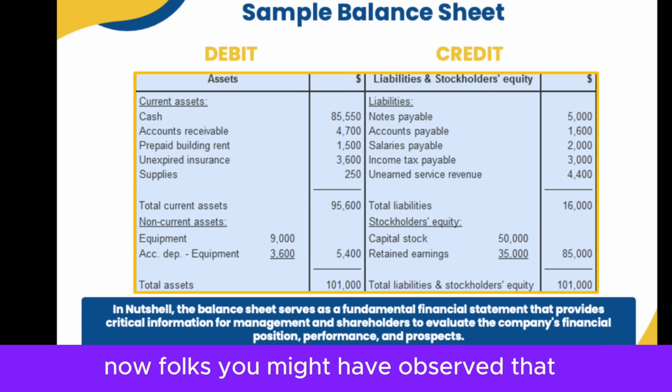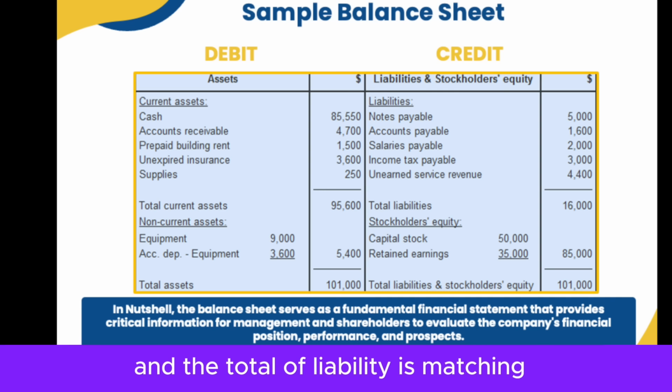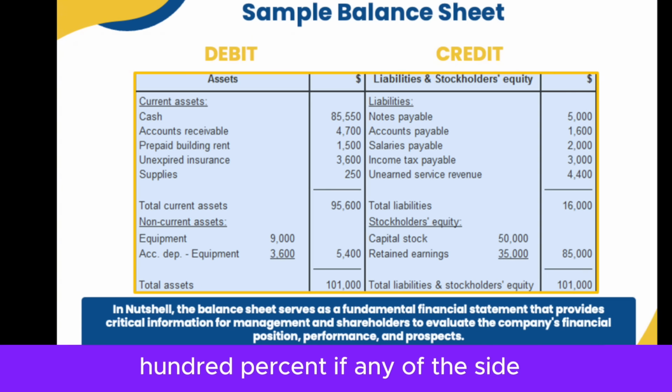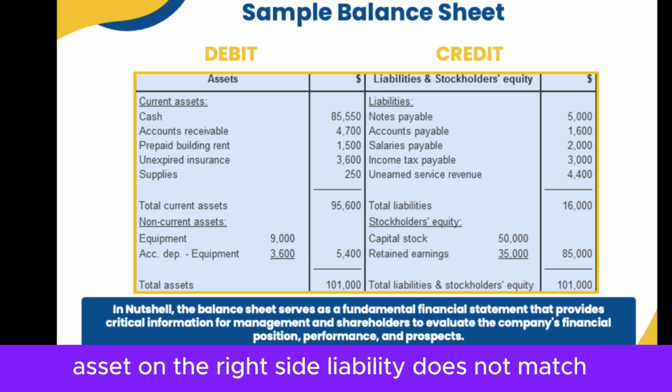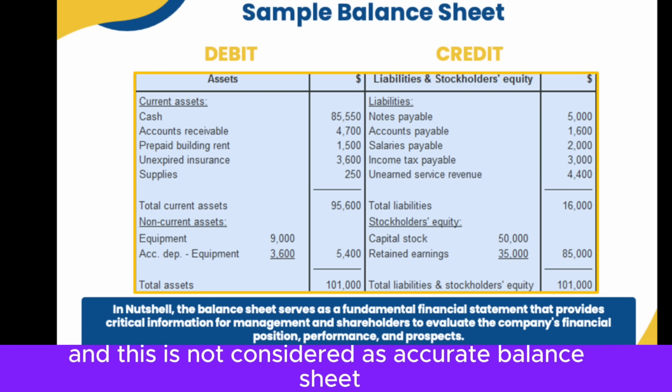Now, folks, you might have observed that the total of assets and the total of liabilities is matching. If this is the case, then the reliability of the balance sheet is 100%. If either side, which is the left side, assets, or the right side, liabilities, does not match, then there is a problem with the accounting entries, and this is not considered an accurate balance sheet.